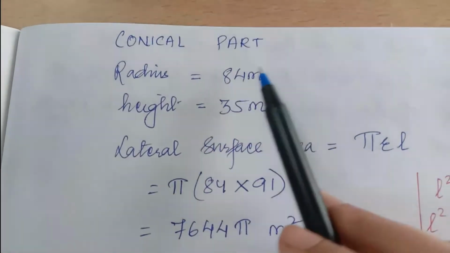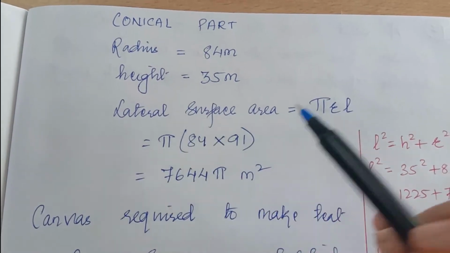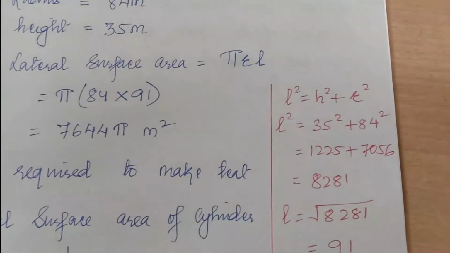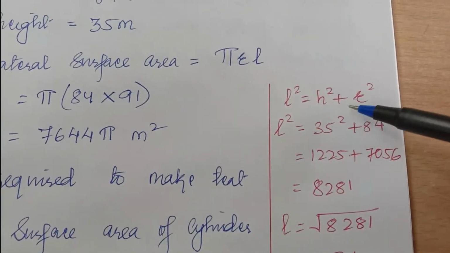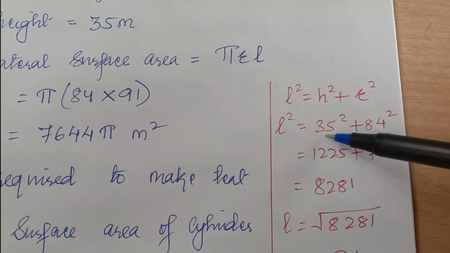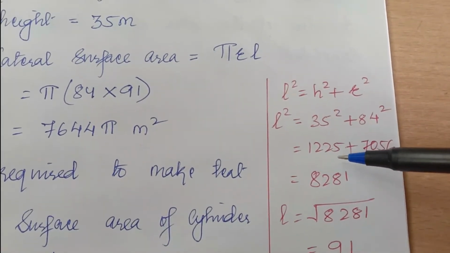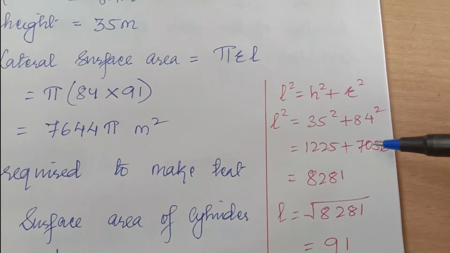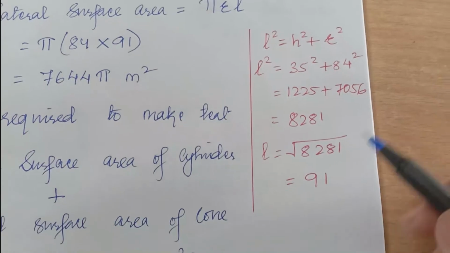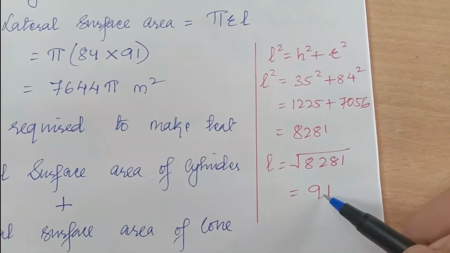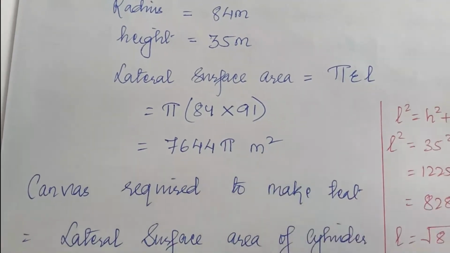So for the conical part, radius is 84 meter, height is 35 meter. Lateral surface area is pi r l, but we don't know the value of l, so we will find it here. l square is equal to h square plus r square. h is 35, r is 84. So 35 square is 1225 and 84 square is 7056. On addition you will get 8281. So square root of 8281 is 91. So l is 91. Put the value, and keep pi like this.